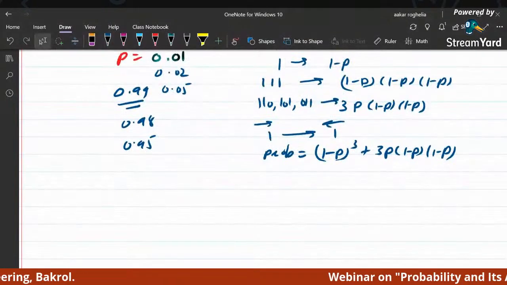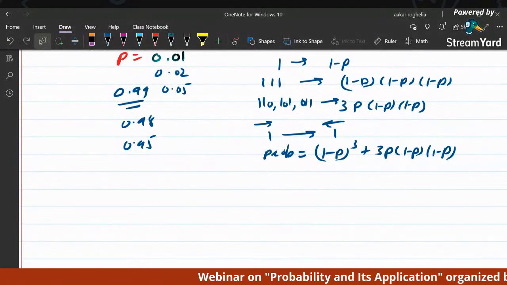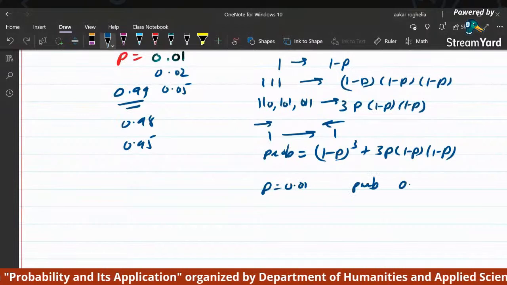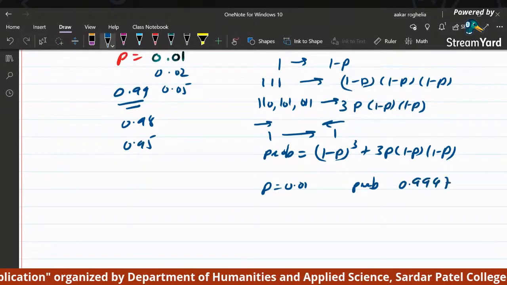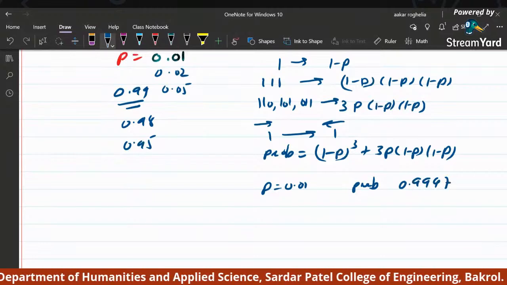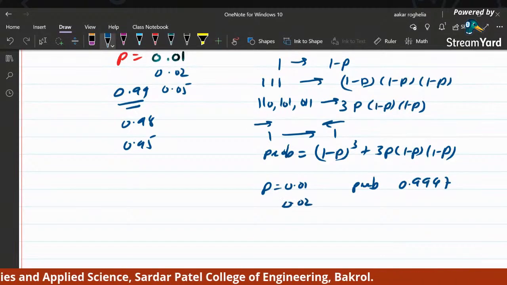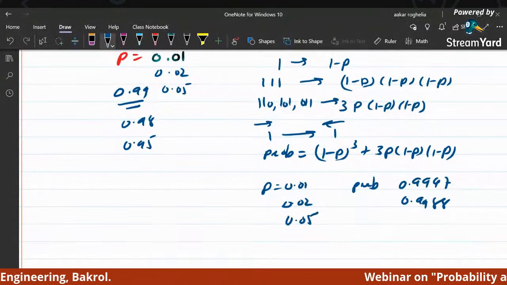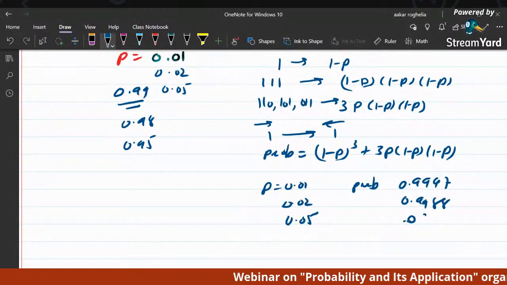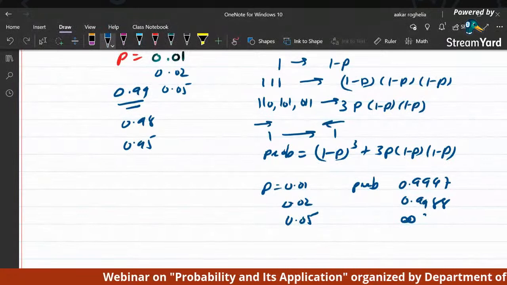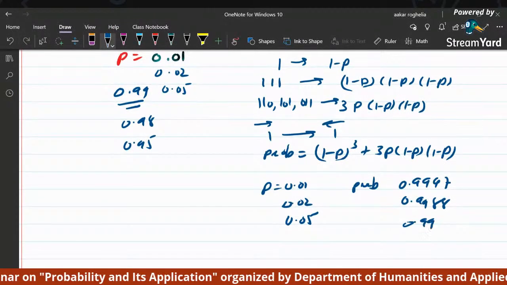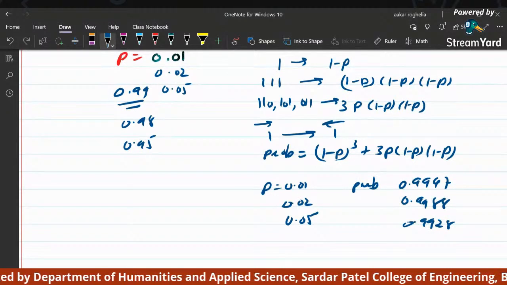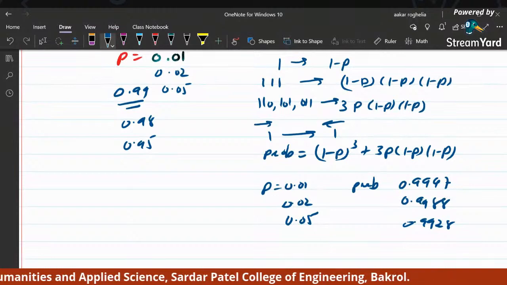While in our case, if you put that formula here and try to find out for p equal to 0.01, this probability turns out to be 0.9997. Much better than that 0.99. In case of 0.02, this probability comes to be 0.9988. And in case of 0.05, it is 0.9920. So it is a much better thing that you are getting. So the three-digit scheme will be good. So that is what the companies are doing.